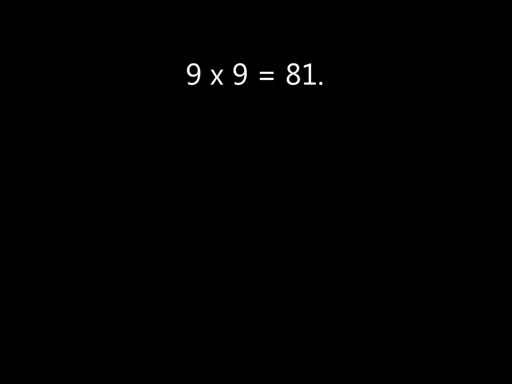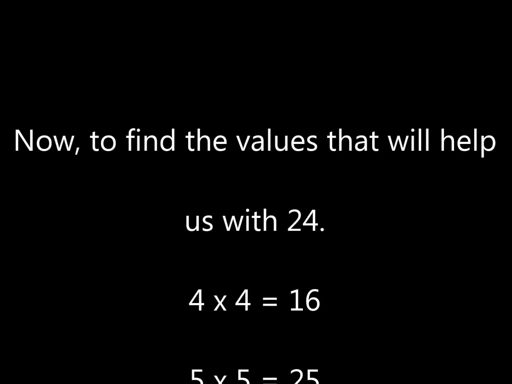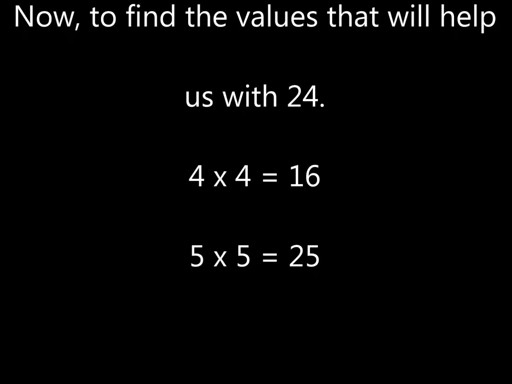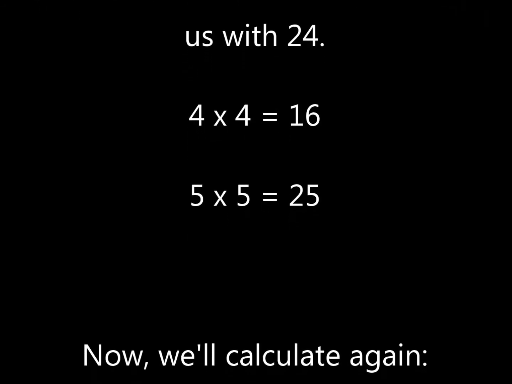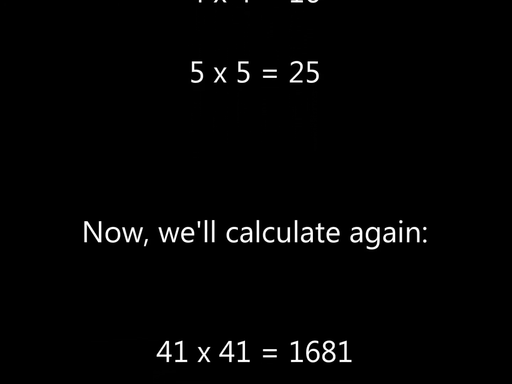Okay, now we're going to find the values that help us identify the 24. So again, knowing our multiplication tables, we have 4 times 4, which is 16, and 5 times 5, which is 25. So now we'll calculate again. 41 times 41 equals 1,681, or 49 times 49, which is 2,401. So ta-da! I hope that helps you master square roots.